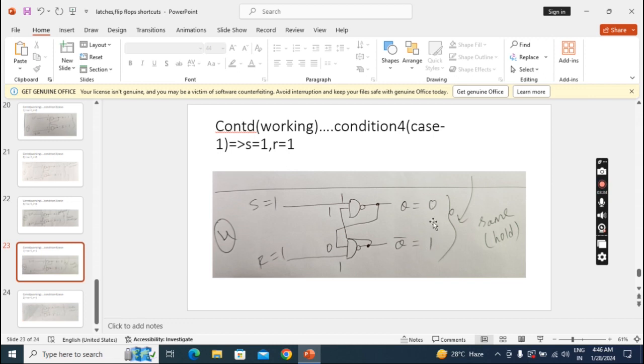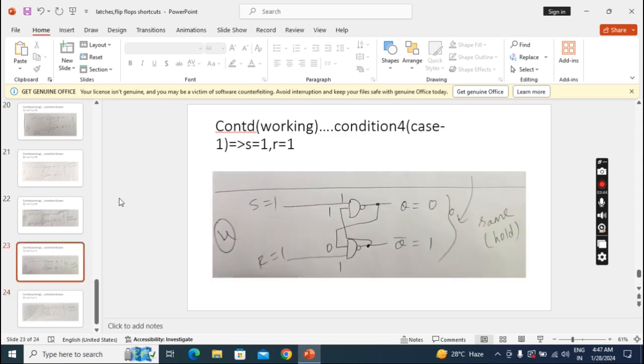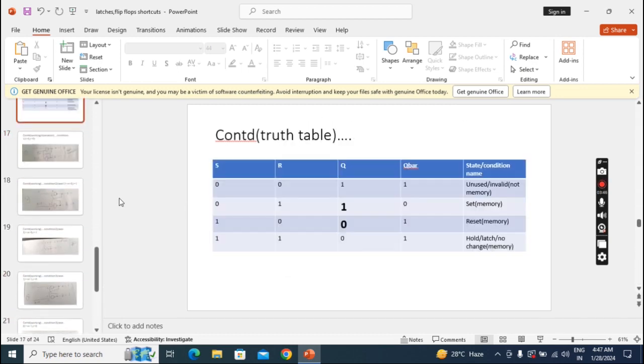Okay. So now we'll check whether this output is stable or not. Again we'll feed it back. When I feed back, I am getting the same output. So this is the stable output. I will note down this one. We'll go to the truth table.